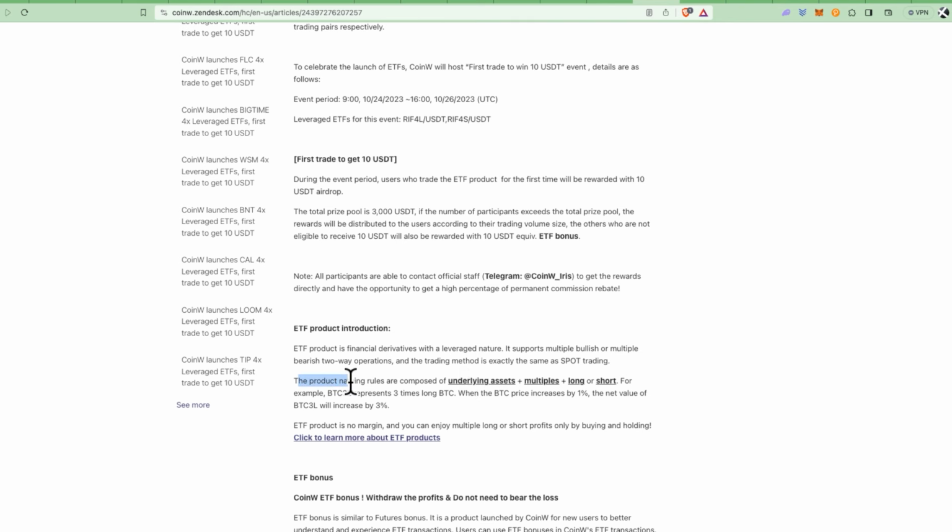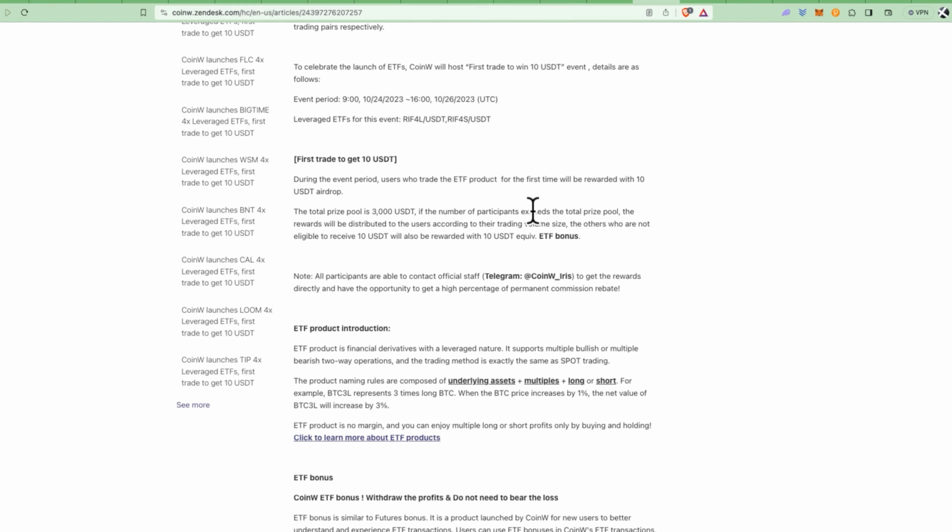The product naming rules are composed of underlying assets, multiples plus long or short. For example, BTC3L represents 3 times long Bitcoin. That means whenever the price of Bitcoin goes up by 1%, the net value of BTC3L will increase by 3%.